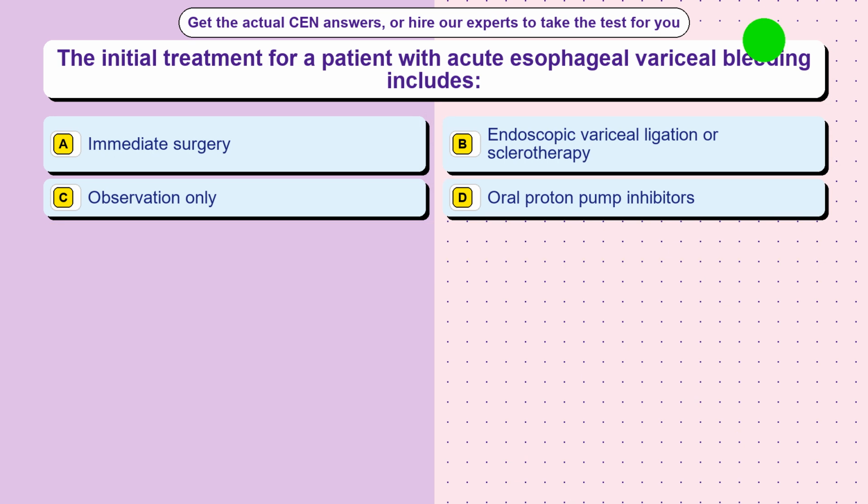Question 39. The initial treatment for a patient with acute esophageal variceal bleeding includes Option A, immediate surgery. Option B, endoscopic variceal ligation or sclerotherapy. Option C, observation only. Option D, oral proton pump inhibitors.